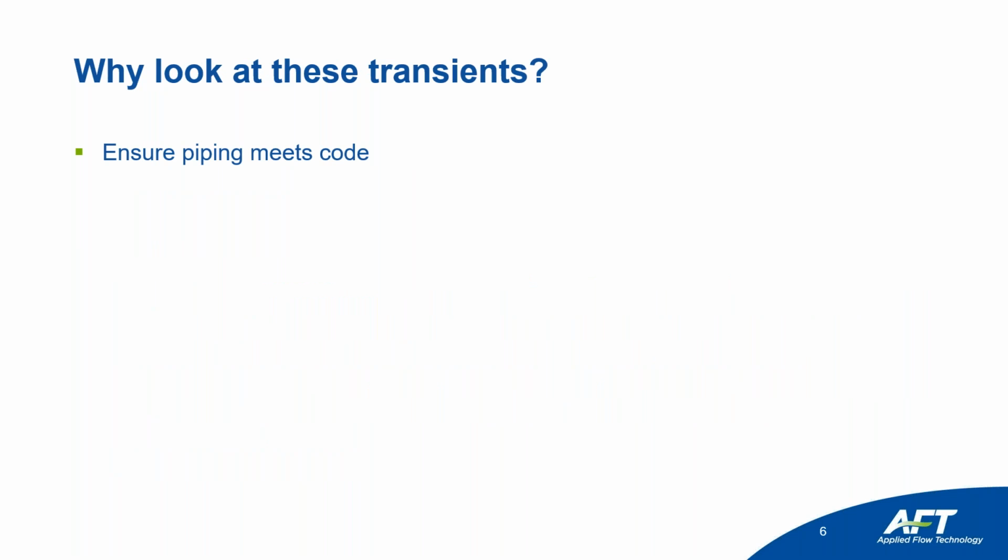So why would you want to look at these transients? Well, first and foremost, you have to ensure your piping meets code. We have three examples: B31.1, B31.3, B31.4. I'm sure you are subject to one of these.